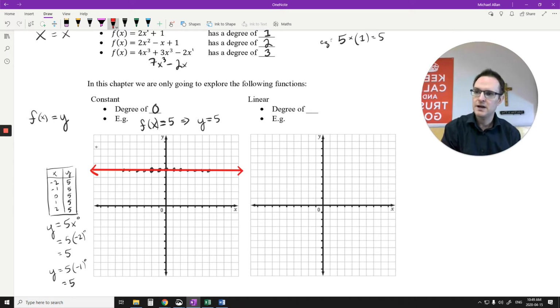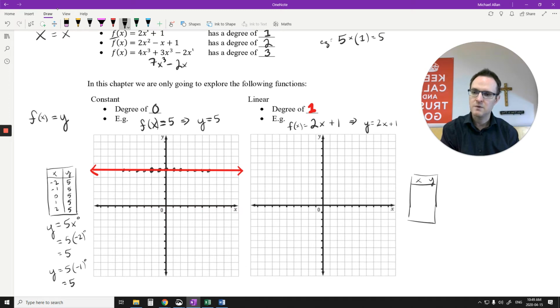Okay, so let's do an example here of a linear graph. A linear graph has a degree of 1. We can use the example that we used in the previous up here, where it says 2x plus 1. Let's use that example here. Remember, I can just say that f of x is equal to y, so I can say that y is equal to 2x plus 1.